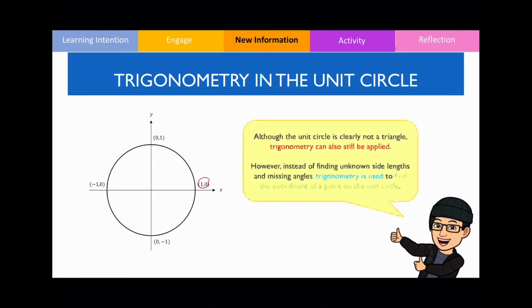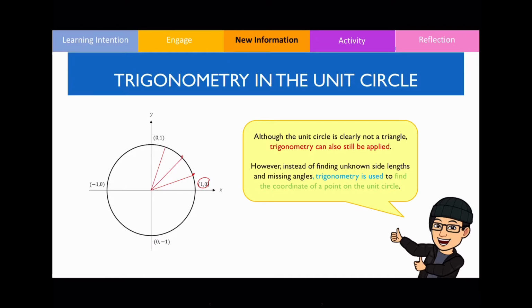Now, although the unit circle is clearly not a triangle, we can still use trigonometry for the unit circle. But instead of using trigonometry to find the missing side lengths or missing angles, we use trigonometry in this particular unit to find the coordinate of any point on the unit circle. So what do I mean by this? I could find out what this particular coordinate here is. I could find out what this particular coordinate is, or this particular coordinate. I can find out the coordinates of any position along this unit circle by using trigonometry.